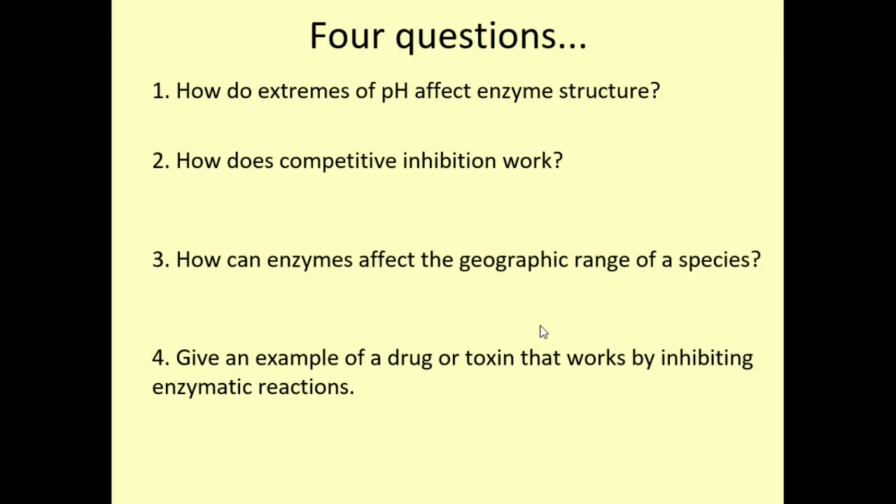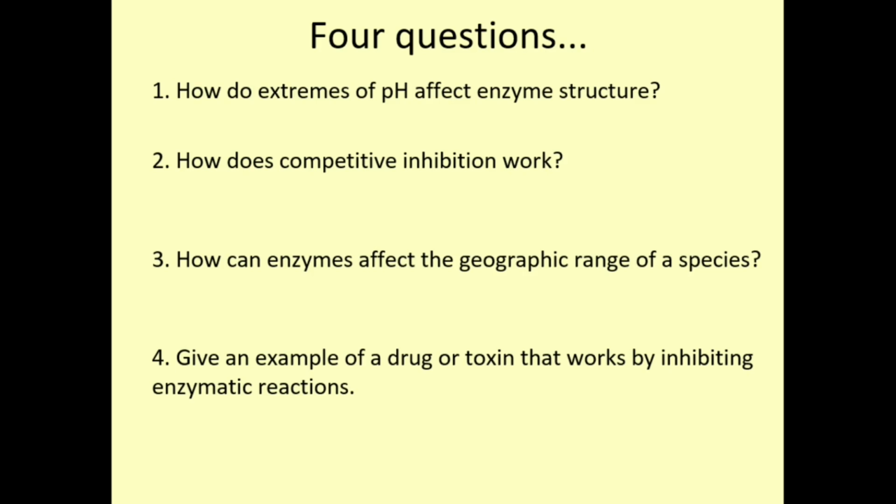So here we've got some recap questions, just to see what you remember. As per usual, I'll read through the questions, then we can pause the video, and then we'll go through the answers. Number 1, how do extremes of pH affect enzyme structure? Question 2, how does competitive inhibition work? Number 3, how can enzymes affect the geographic range of species? And number 4, give an example of a drug or toxin that works by inhibiting enzymatic reactions. So have a go answering those, and then we'll go through the answers together.